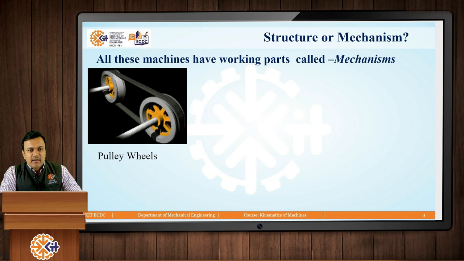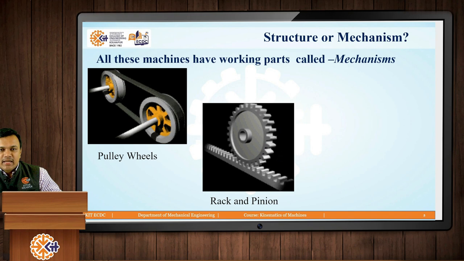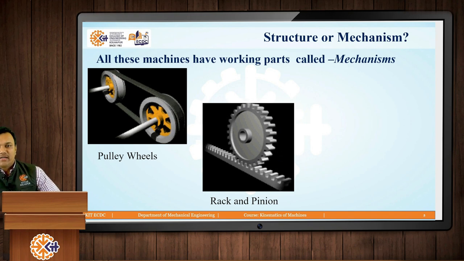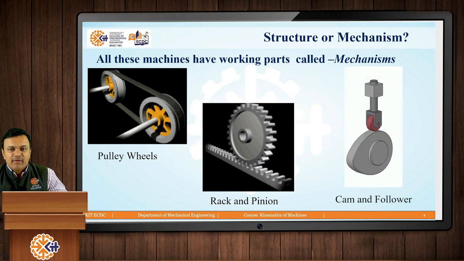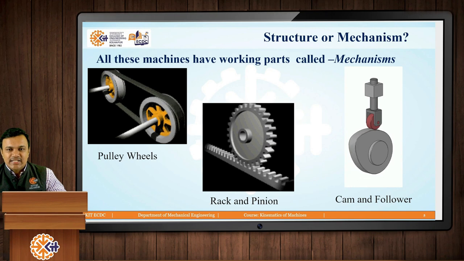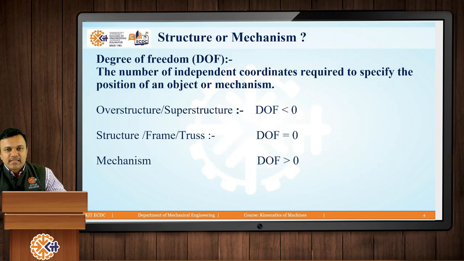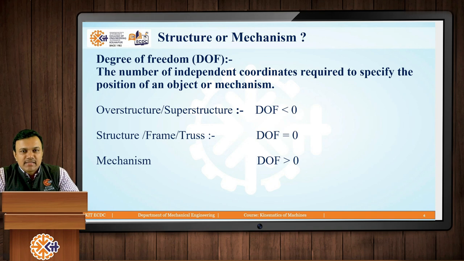So, some of the examples related to it are the pulley wheels, then the rack and pinion arrangement, which is used for different gearing transmissions, and then the cam and follower arrangement, which is used in IC engine. So, basically, by looking at all these examples, you are able to find out what are the differences between the structure and the mechanism. So, the basic difference, if you want to find out, it can be based upon the degrees of freedom.